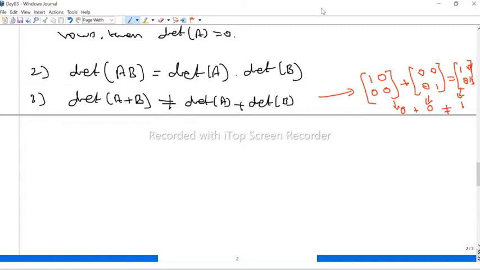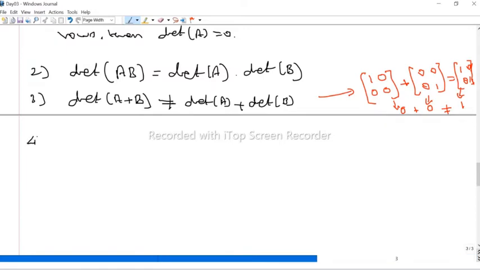Now the fourth property: suppose you are multiplying a scalar to each element of the matrix. The determinant of some scalar k times a matrix A is equal to, if we take k outside, k power n, where n is the order of the matrix. Suppose A is an n by n matrix, then the determinant of kA is nothing but k power n into determinant of A, where k is any number, maybe positive or negative. If k equals 0, that is trivial: you are multiplying 0 to all the terms, it becomes a zero matrix, so the determinant is 0. So this is a very important property of determinant.